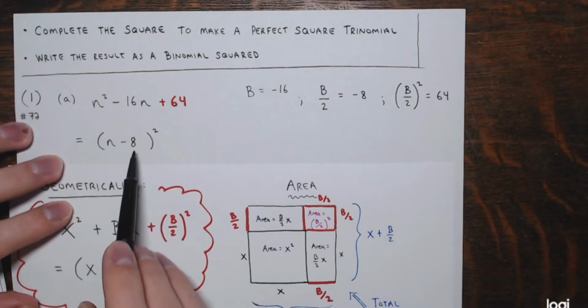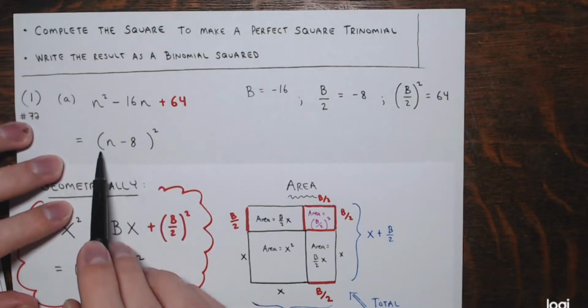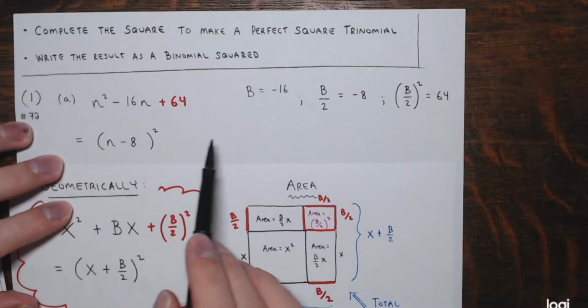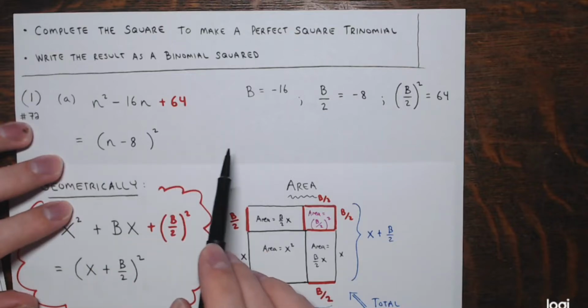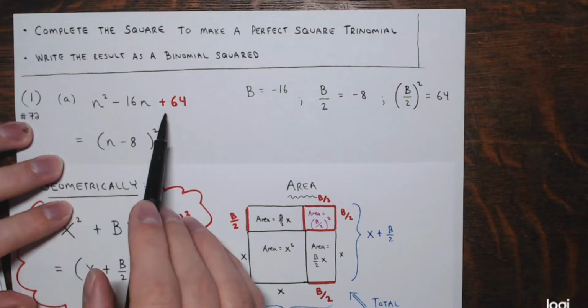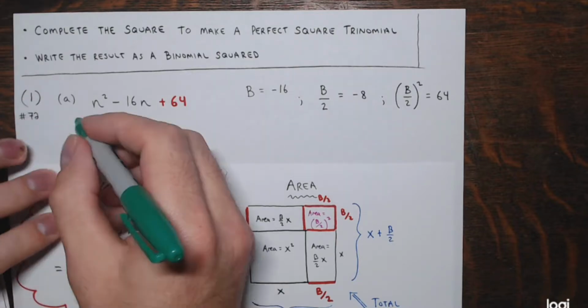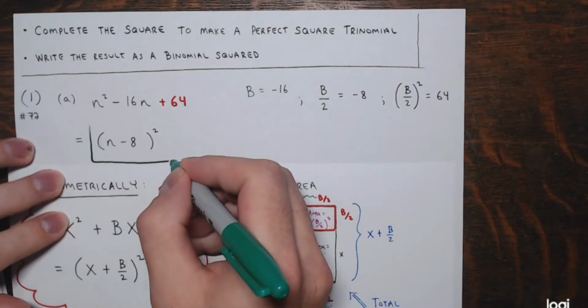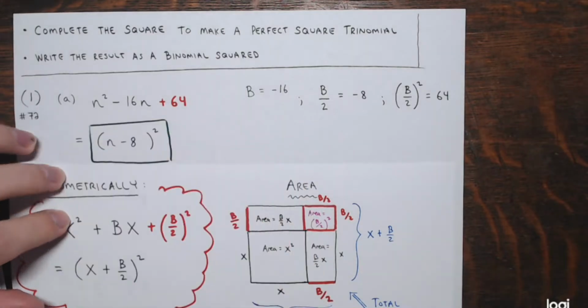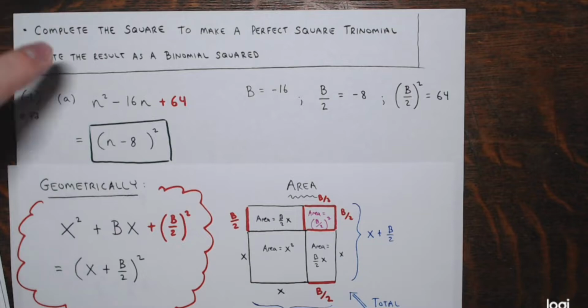And I leave it to you to check. Take n minus 8 times n minus 8 and FOIL and combine like terms. You will end up with n squared minus 16n plus 64. Right, and I'll circle this. This is what we end up wanting here. We end up wanting this binomial squared.